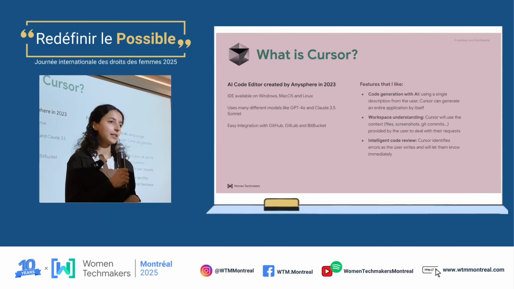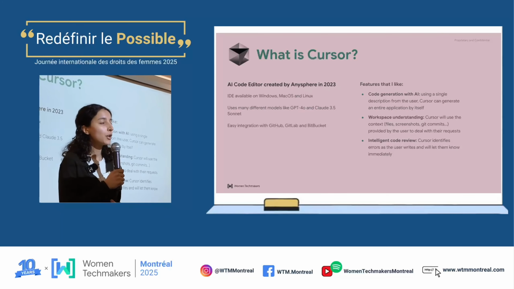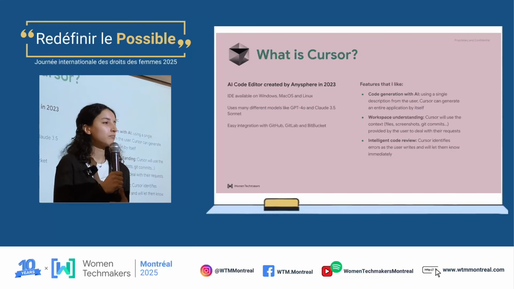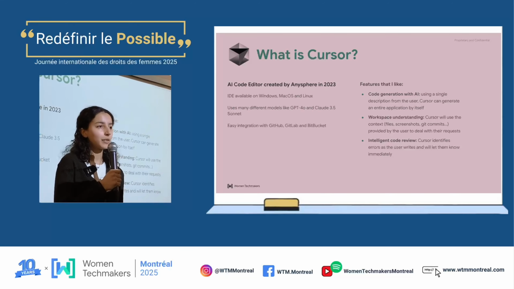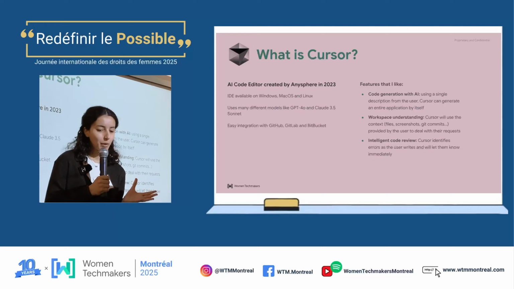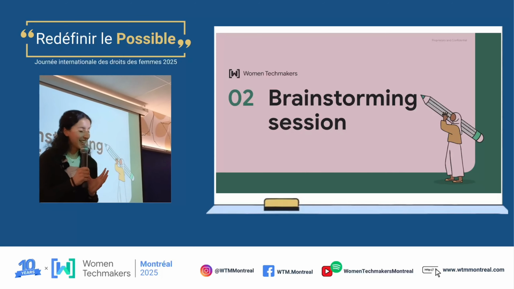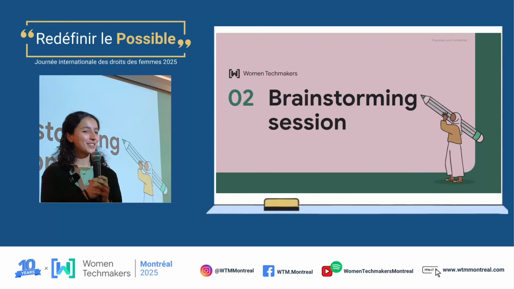Now, finally, it has also a very smart code review. So if you're writing code and let's say you're making a mistake, you wrote an error, that can happen, Cursor will just pick it up and tell you the ways you can fix it. You can even chat with it if you want. So that was very quick, I know, but let's go into our brainstorming session.